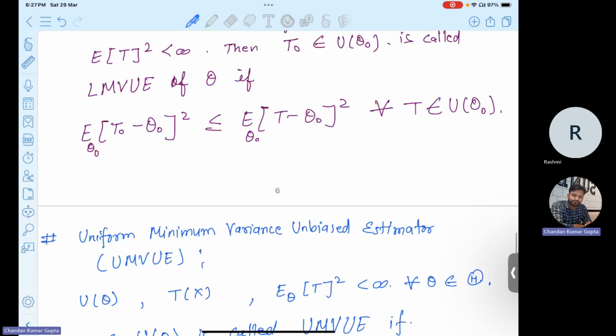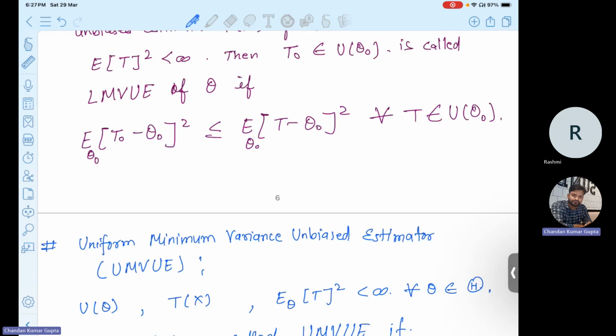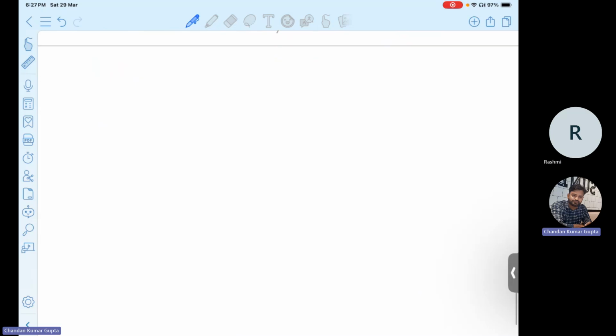The same definition we have written above, but for a particular value of theta, which we considered as theta naught. So this is called the uniformly minimum variance unbiased estimator. That means, in the class of unbiased estimators, the estimator that has the minimum variance is called the uniformly minimum variance unbiased estimator. Now we can find the uniformly minimum variance unbiased estimator with the help of one of the famous inequalities, that is the Cramer-Rao inequality.